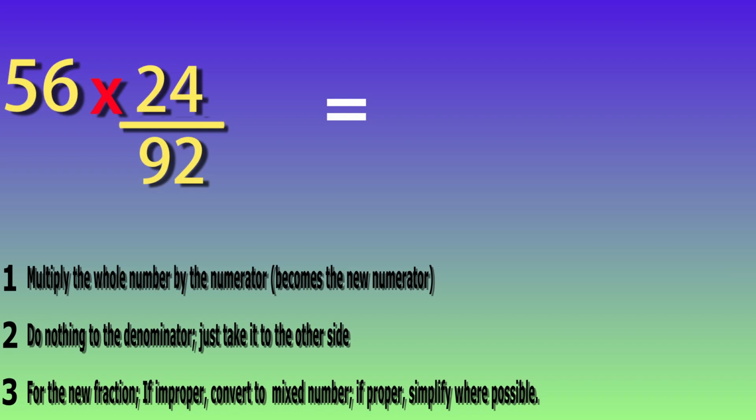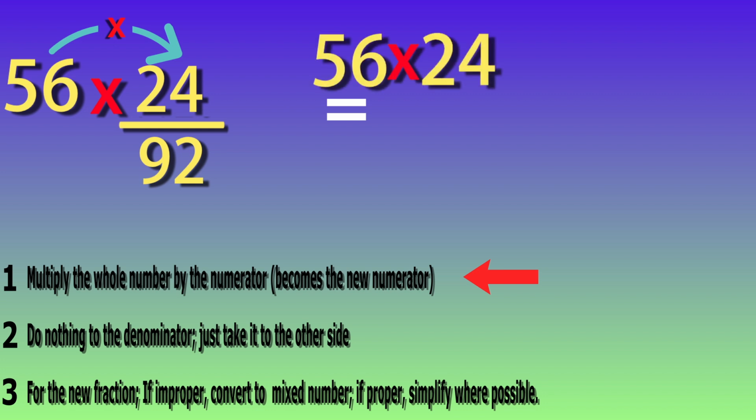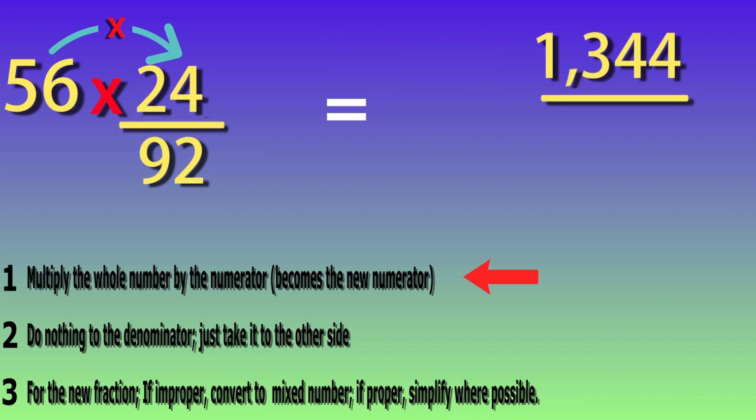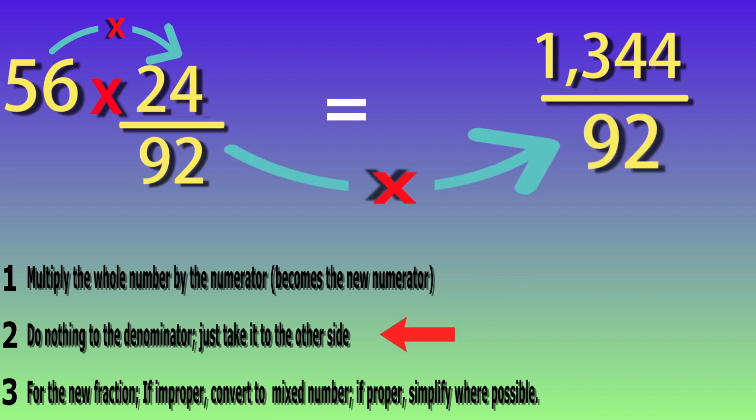Now let's say you had another problem. This one, for example, 56 times 24 over 92. In step 1, the multiplication isn't too easy. 56 times 24 might require a calculator if you need to work fast. It's actually 1344, by the way. In step 2, you bring the denominator 92 to the other side, and you have 1344 as the numerator. So our fraction is 1344 over 92. And that's going to be yet another difficult step, step 3, to convert it to a mixed number.